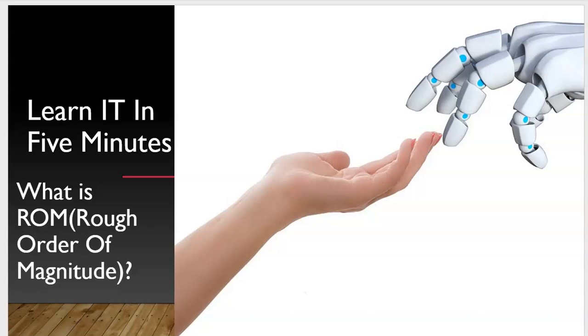Welcome to another session at Learn IT in 5 minutes, and today we are going to talk about what is ROM. ROM's full form is rough order of magnitude. What is a ROM? As I mentioned, it stands for rough order of magnitude, and it is most of the time used to find out the rough magnitude of work.